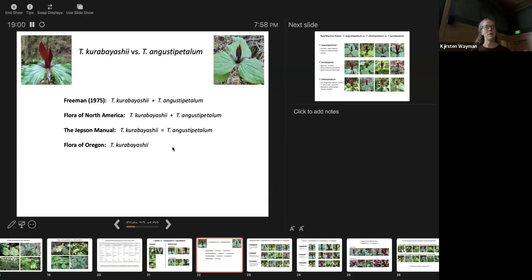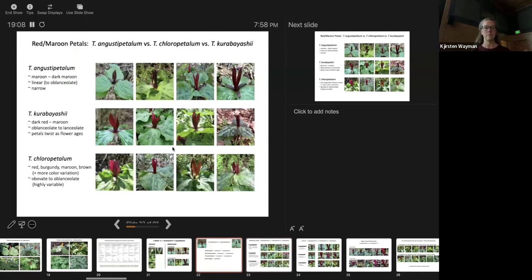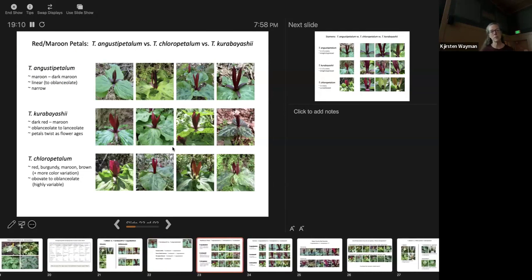So there's this dilemma as to how many species are here. Is there one? Is there two? And I'm going to explore that answer with floral scent. But before we do that, let's look a little bit more at morphology here. So if we compare directly angustipetalum with kerbiaceae, once again, we see these maroon petal colors. With angustipetalum, they tend to be narrower and more linear shaped, whereas kerbiaceae tends to have wider petals. And again, I mentioned that petal twist that I see in kerbiaceae that I don't see in any of the other sessile Trillium. So that's a bit unique as well.